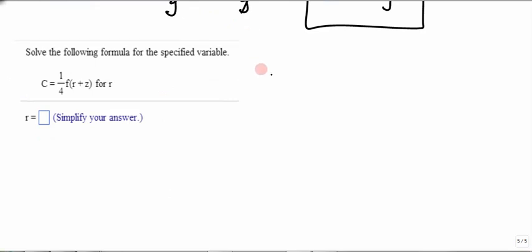So we have a capital C, and again it's important that we recognize the capital letter, equals 1/4 f times the parenthesis r, and r is what I want to stay here, plus z. So r stays. I want r equals stuff when I'm done.